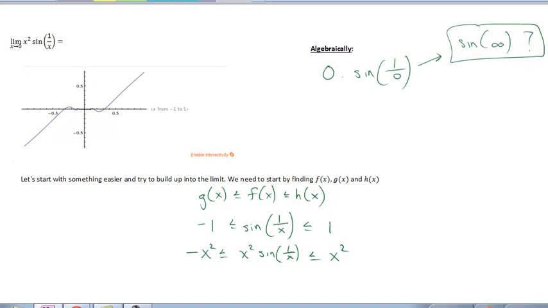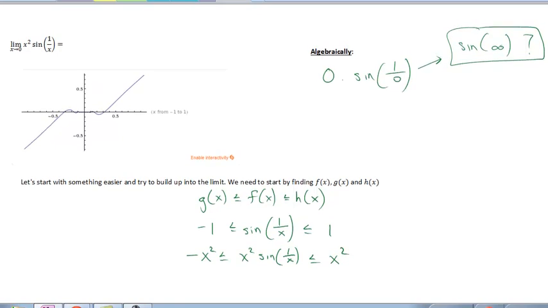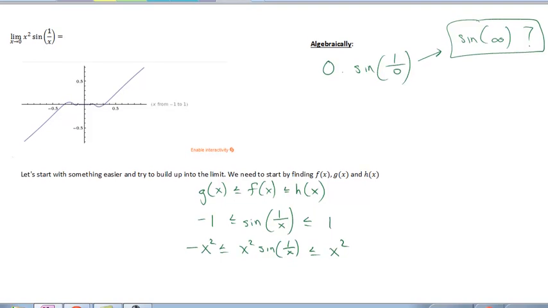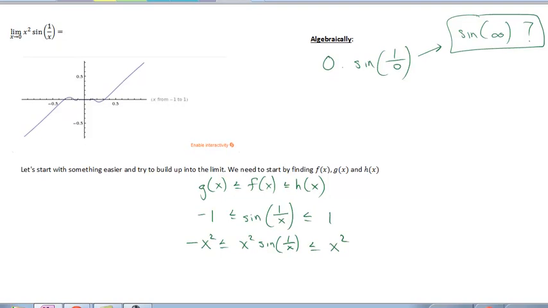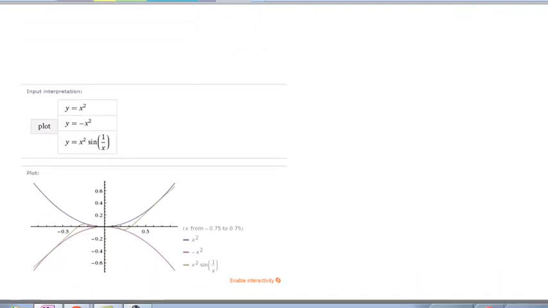So now I actually have what I'm looking for. I have an f of x, a g of x, an h of x. They're in order. It will always be the case that minus x squared is less than or equal to x squared sine of 1 over x, which is less than or equal to x squared for a particular interval. And we'll see that graphically in a second. Actually, let me jump down and show you that.